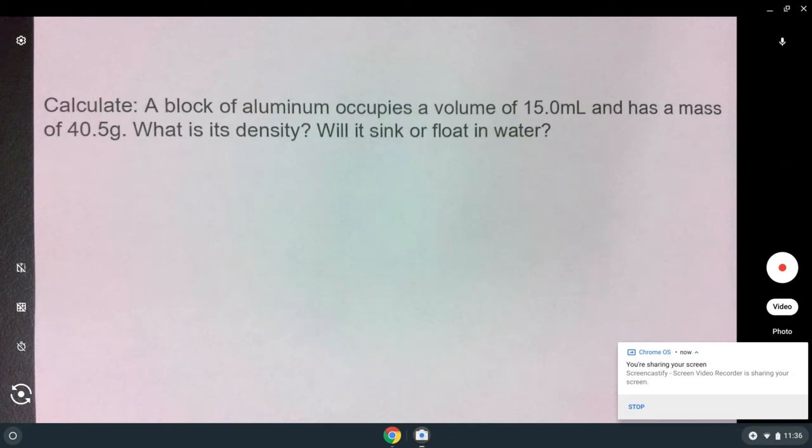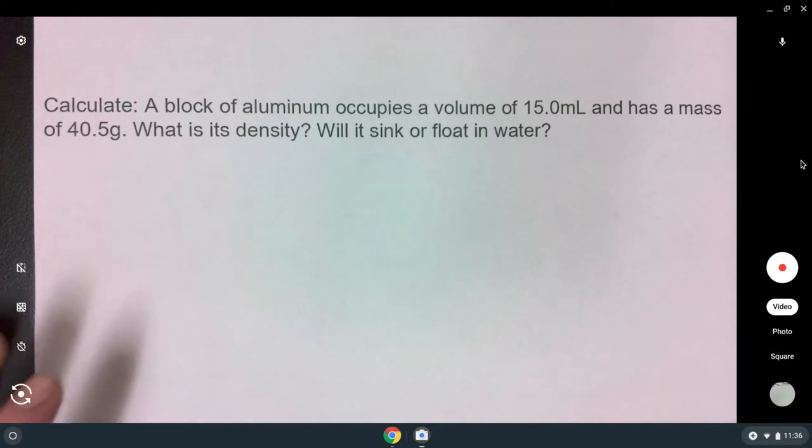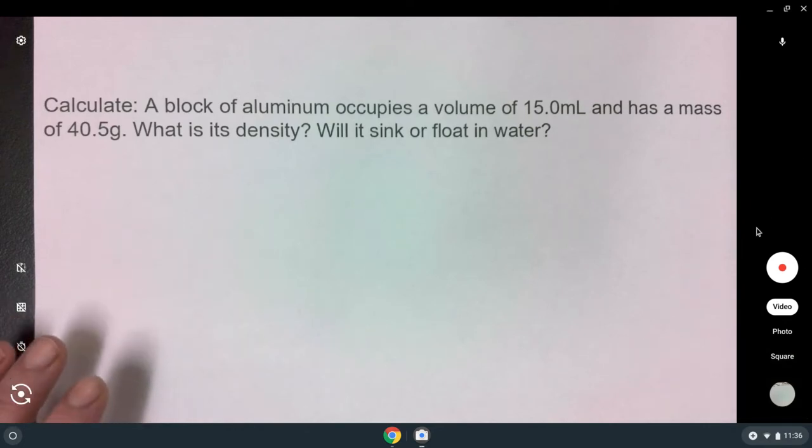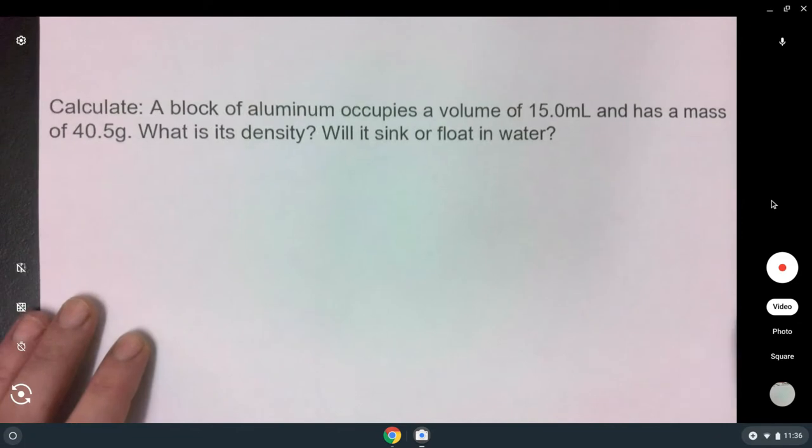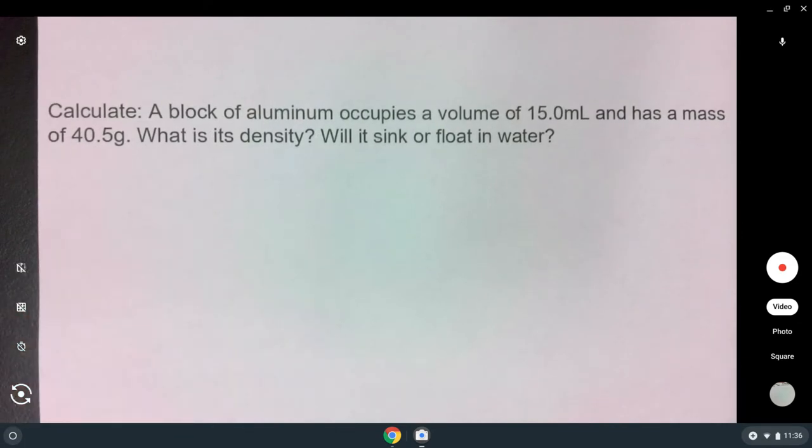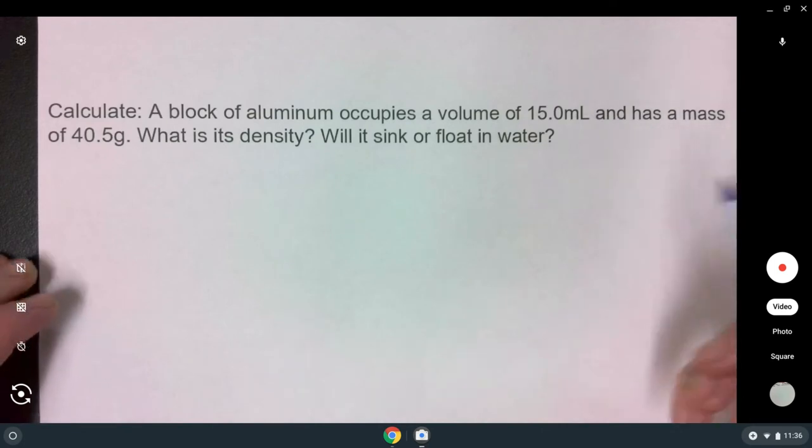Okay, so we are going to take a look at our density practice problems. Don't mind that I need to record this on my camera function on my laptop. We're making it work. Okay, so here's our first practice problem.